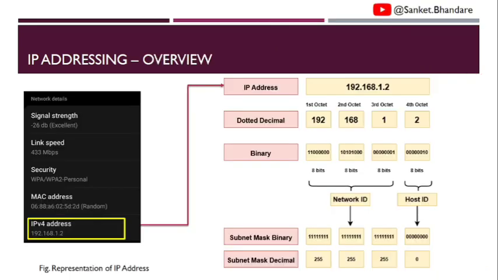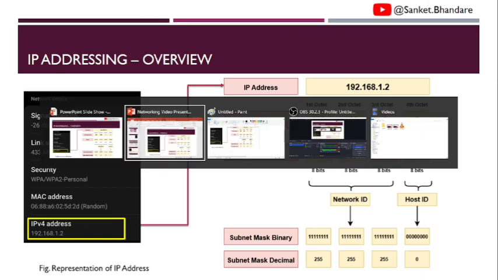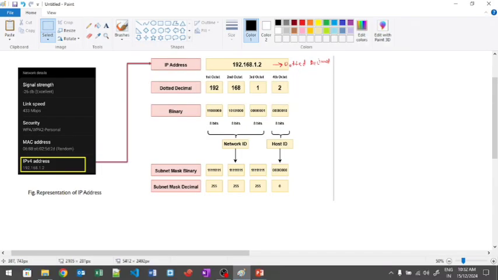Next topic that we are going to cover is representation of IP address. This is the snippet I have taken from my mobile phone settings and the IPv4 address is clearly mentioned here. So how can we represent this IP address in various formats that are used in networking? We'll have a clear understanding of how this IP can be represented. So let's go to Paint and we'll see how we can calculate the binary representation.